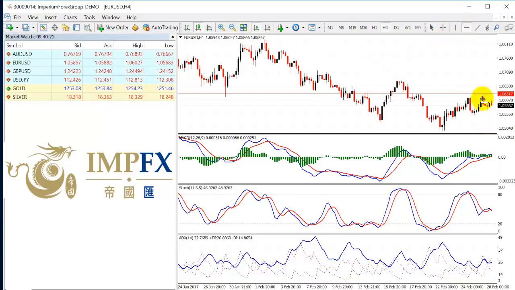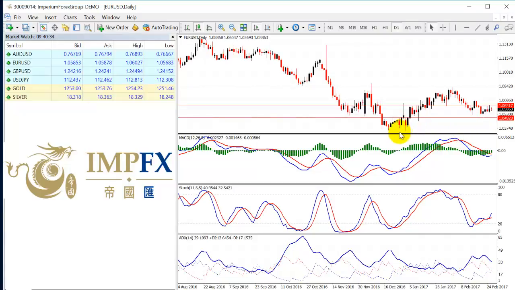And if we take out the support, which comes in at 104.55, then this would see further weakness for the euro. And if we go to the daily, it could see a move back to these near 14-year lows around 103.40, as I mentioned.